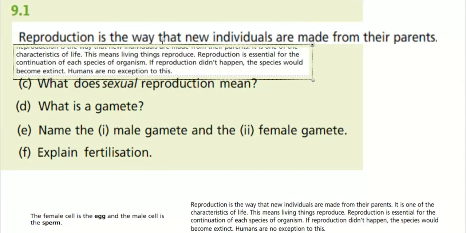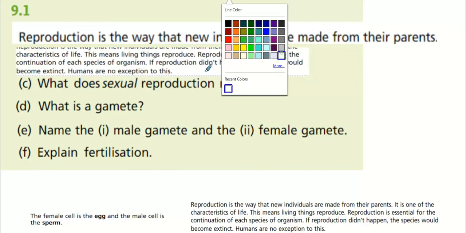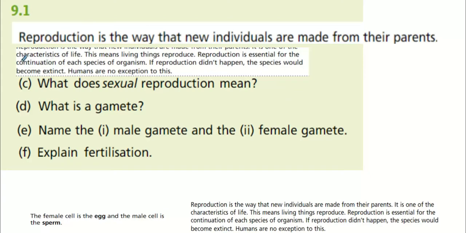So for part B, which is the question we're answering right here, if you cancel out this part, we basically get: reproduction is essential for the continuation of each species of organism. If reproduction didn't happen, the species would become extinct, and humans are obviously no exception to this. So that's the answer to part B.